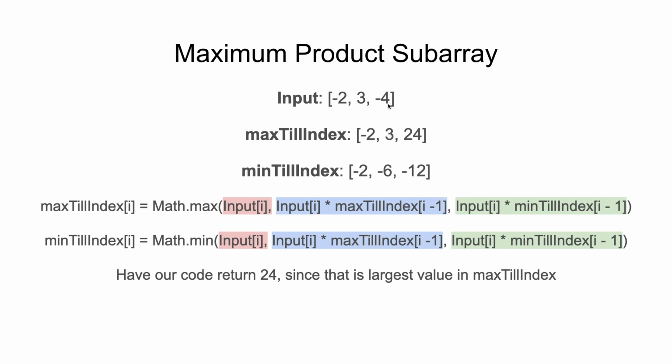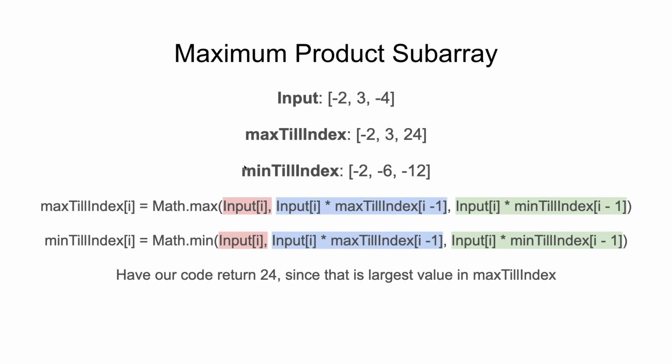Well, -4 is bigger. All right, which is bigger, -4 or -4 times -6? Because again, we multiply the input number times the smallest product leading up to it. Well, -4 times -6 is bigger than just -4 itself. So you say, oh, it's 24. And the min till index i has the exact same inputs that we provide up here, but now it's math.min.